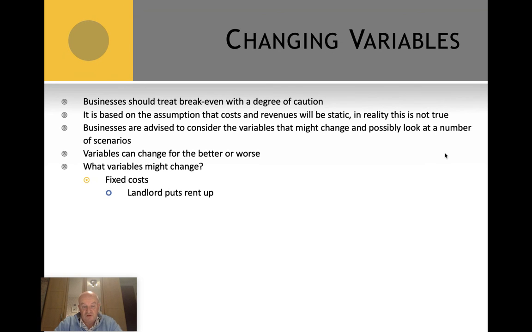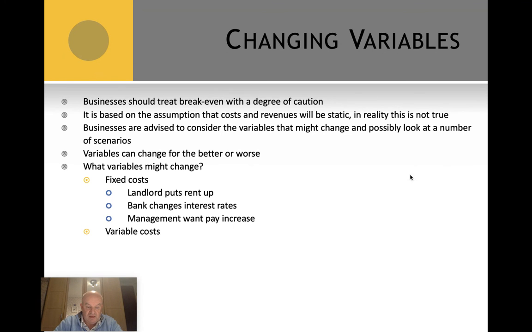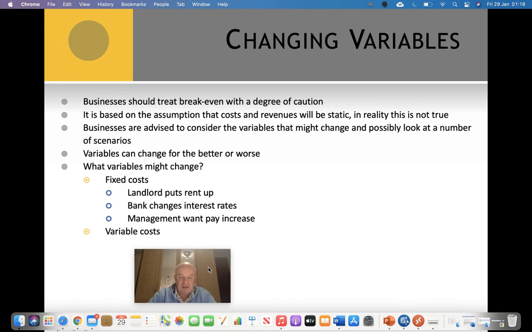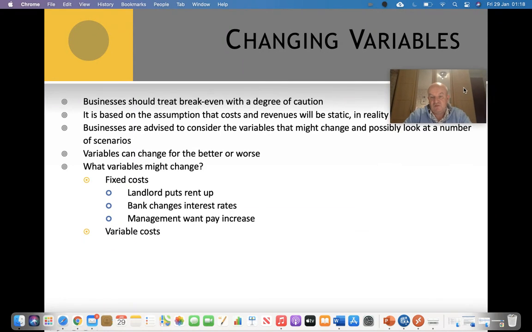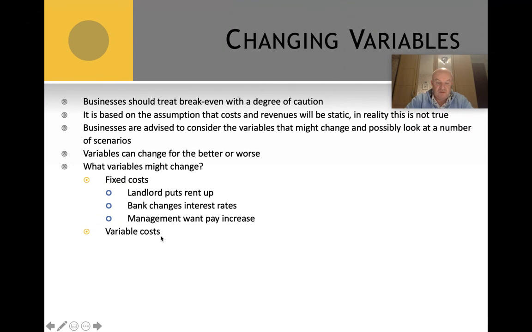So fixed costs could change. Your landlord could put your rent up. If the bank changes interest rates, that again might affect your fixed costs. If they bring interest rates down, that would reduce your fixed costs. If they increase them, that would increase your fixed costs. Management might want a pay increase. All these things will cause some of our variables to change, and that is something we would need to consider when trying to calculate break-even situations.